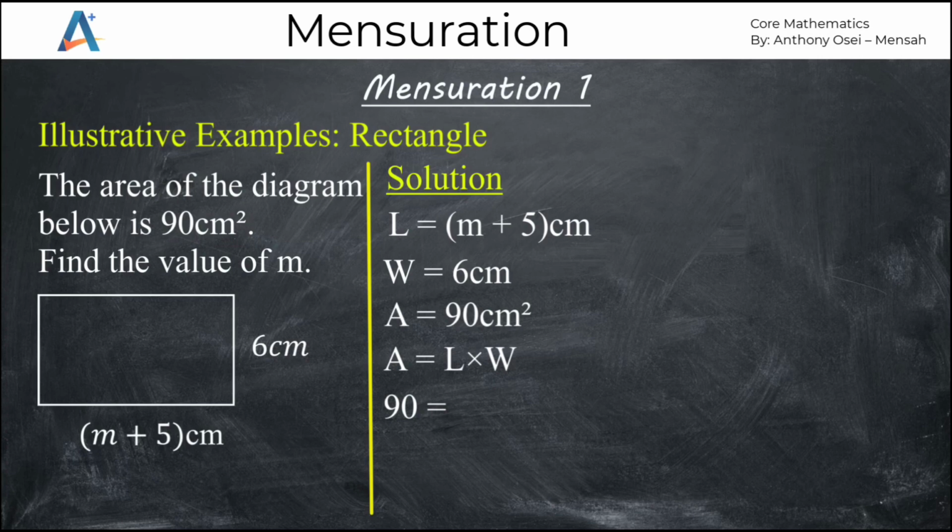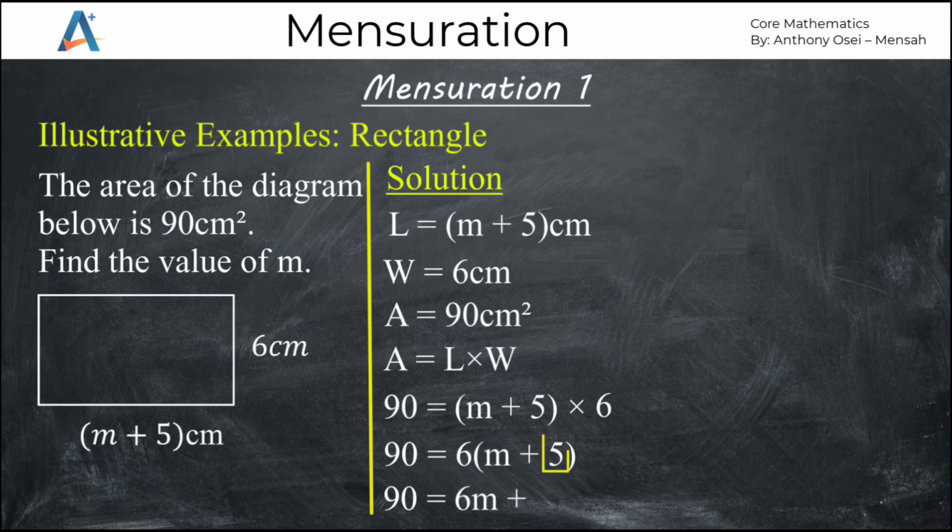So 90 here is equal to, now length is given as (m + 5) times width, and the width is given as 6. So we go ahead and do this arithmetic and solve the equation. So 90 should be equal to 6 times (m + 5). So multiply 6 by the bracket. So 90 is equal to 6 times m is 6m, plus 6 times 5 is 30. So we make m the subject by taking the constant 30 across the equal sign to subtract from the constant 90. That is, group all constants to the left hand side.